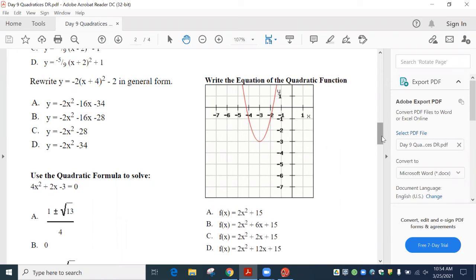All right. So this is an equation and all these are equations. So we're going to type this in and see what color it is. Type these in and see which one makes that change color.